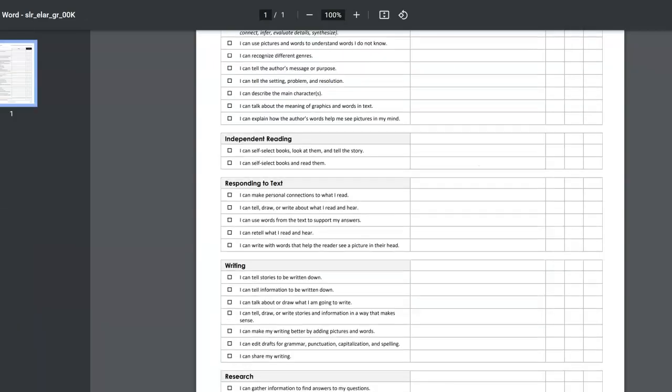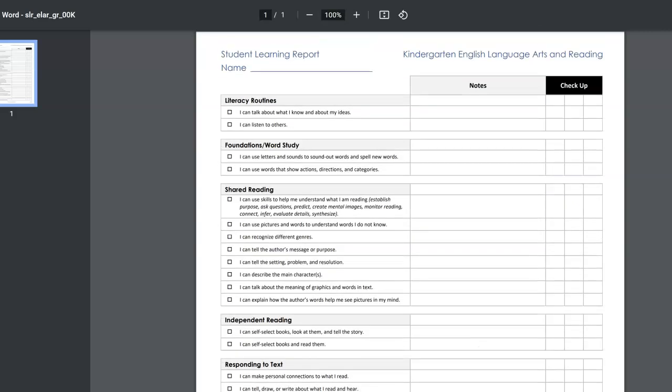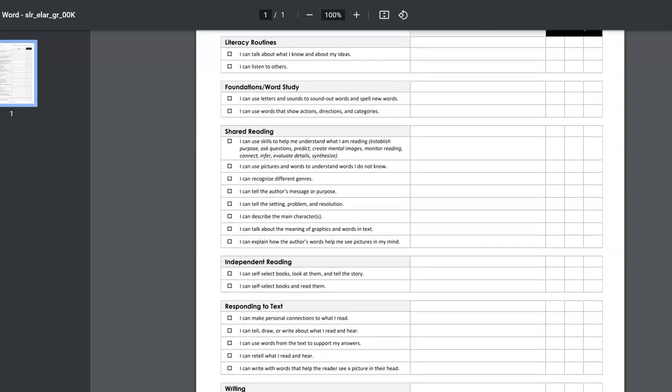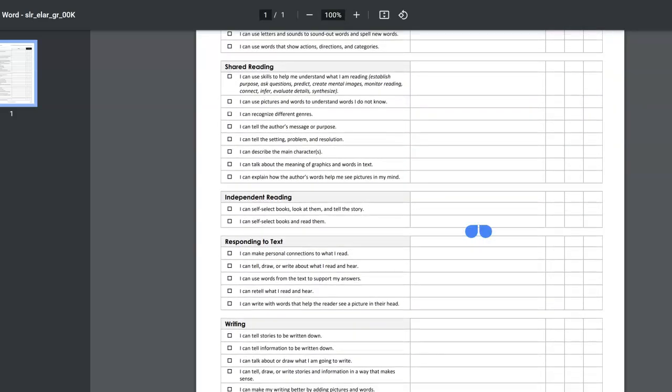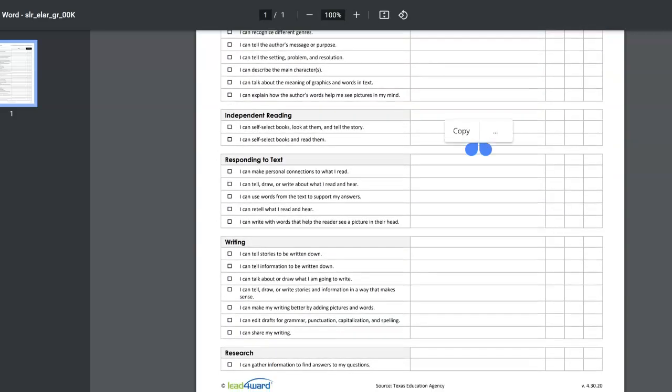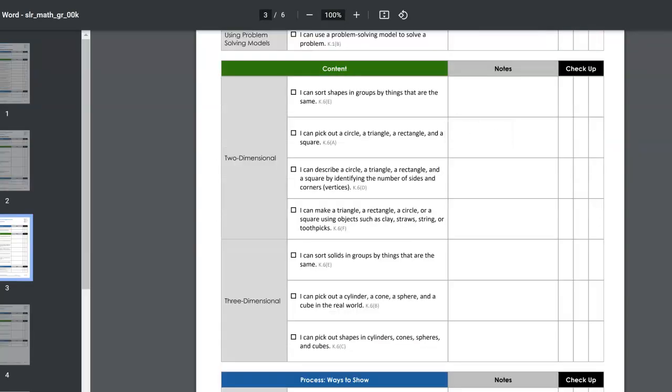Another one would be this is the reading document for English, language arts, and reading. And so here it's a little bit different, but there's still several "I can" statements that can really help you write your objective and your essential questions.